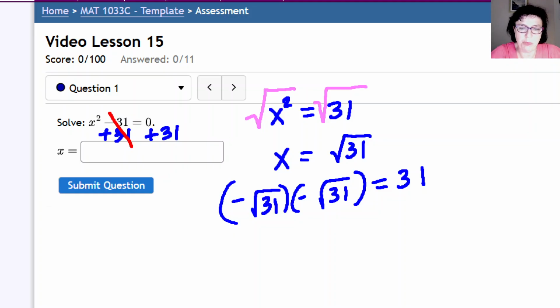So the most common mistake I see is students forgetting that this is actually going to be two answers. So it's not just going to be the square root of 31, but it's also going to be negative square root of 31.